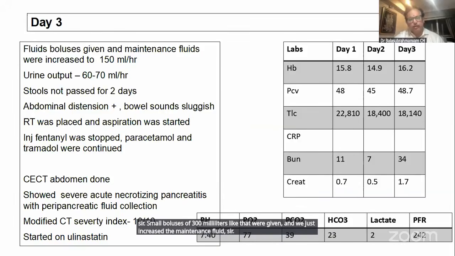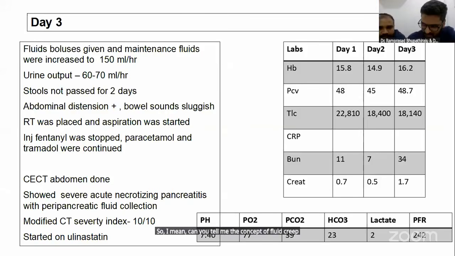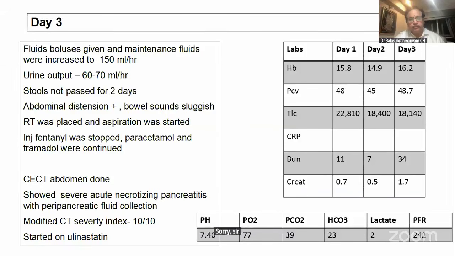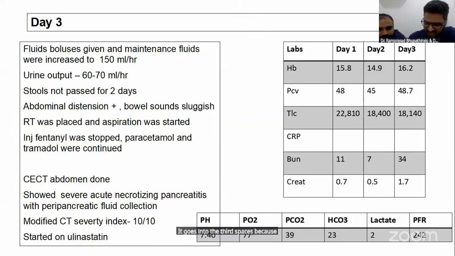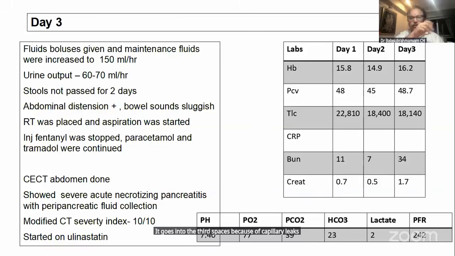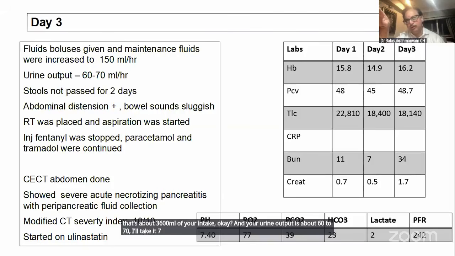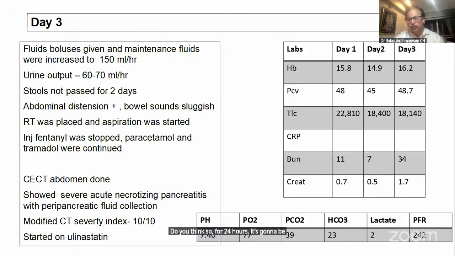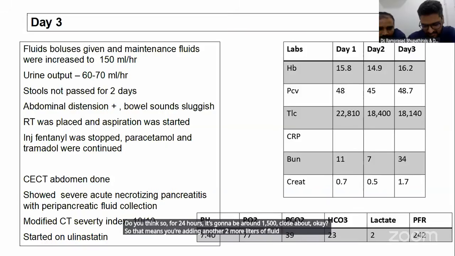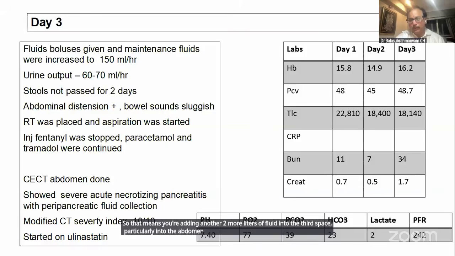And can you tell me the concept of fluid creep here? Sorry, sir, fluid creep? It goes into the third spaces because of capillary leaks. So if I'm giving 150 ml per hour, again we'll come back to your same equation. That's about 3600 ml of intake. And your urine output is about 60 to 70. I'll take 70. Yes, sir. So for 24 hours it's going to be around 1500 or close. So that means you are adding another 2 more liters of fluid into the third space, particularly into the abdomen. So you expect his abdomen to become better or worse?